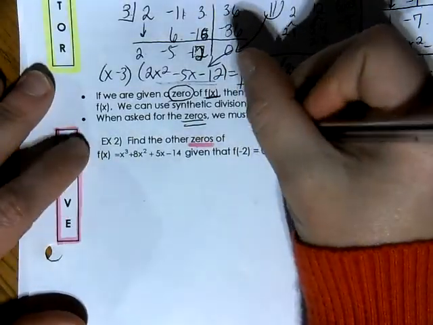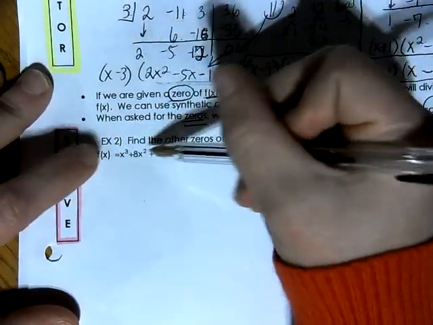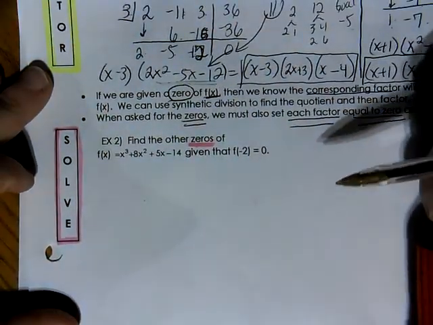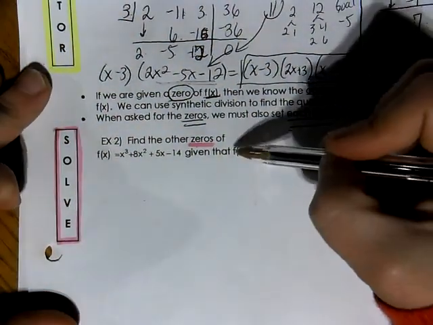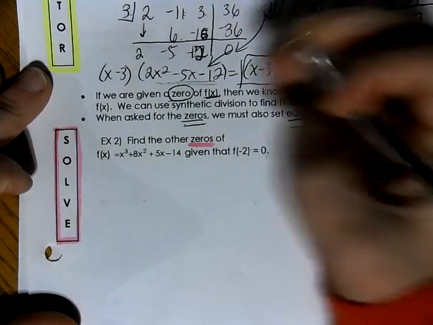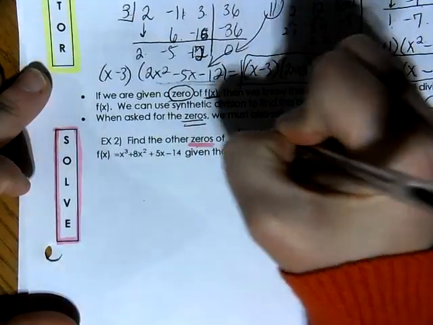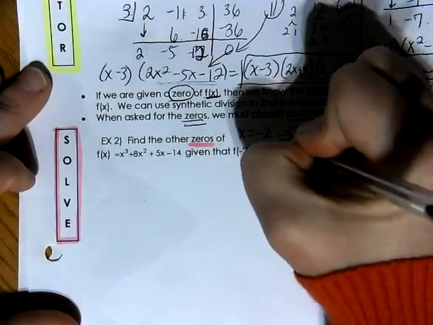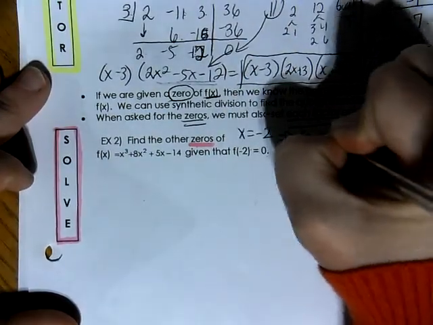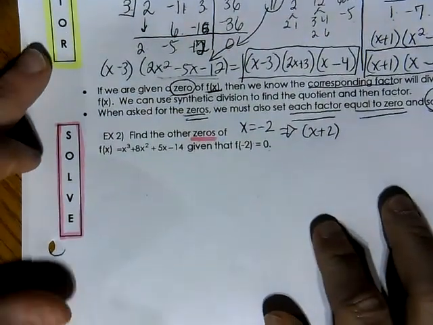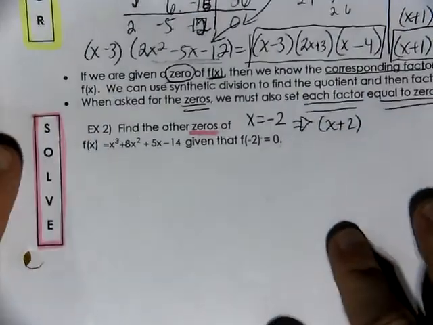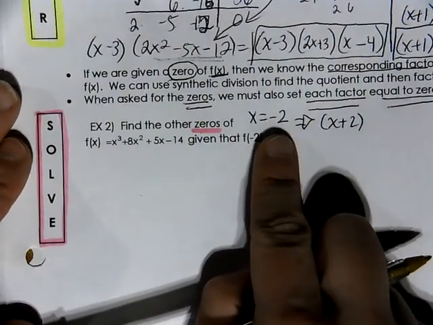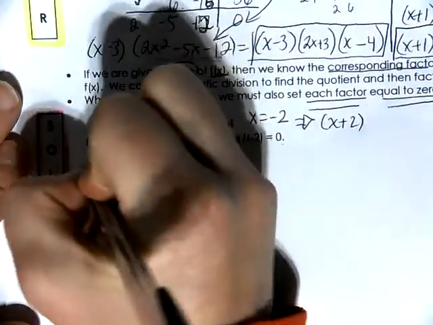So in this problem, we have f of x equals x cubed plus 8x squared plus 5x minus 14, given that f of negative 2 is a 0. That means x equals negative 2 is one of our solutions. And this comes from the parentheses of x plus 2, the opposite of what we see inside. And that's going to become important a little bit later. But to start off with synthetic division, I'm going to use that negative 2.